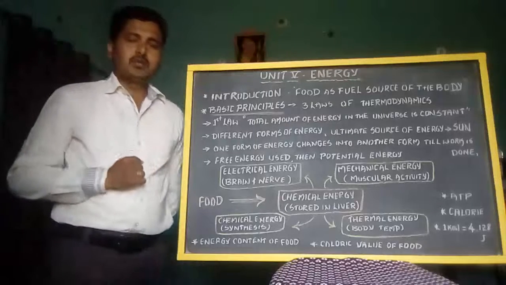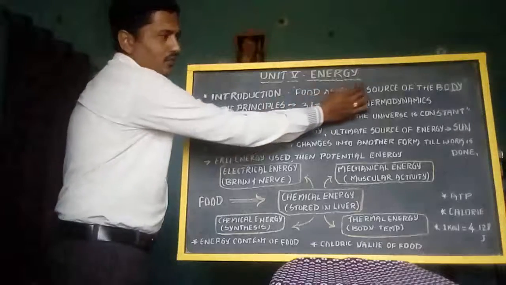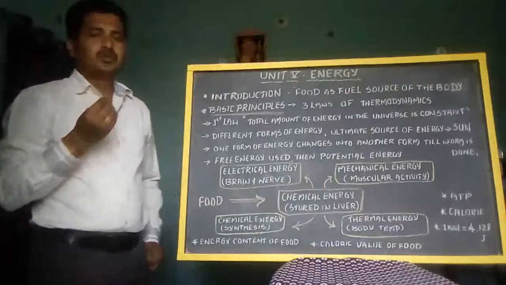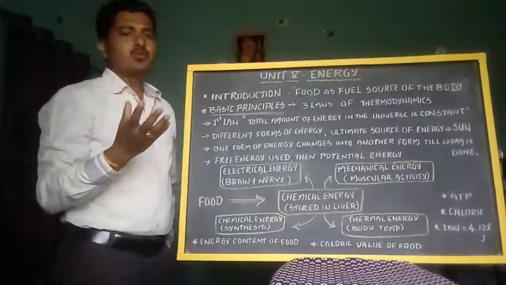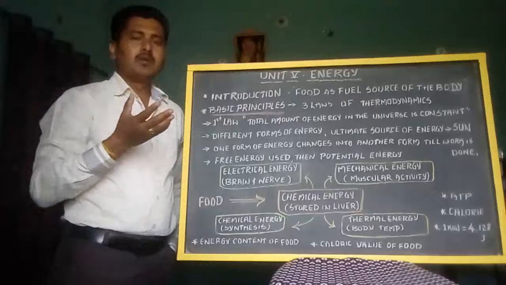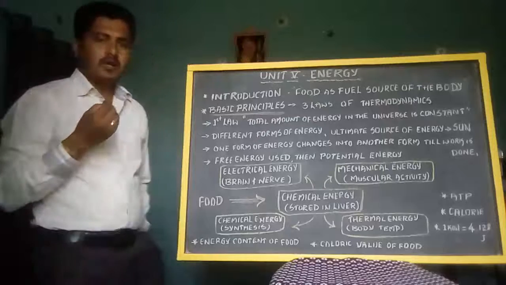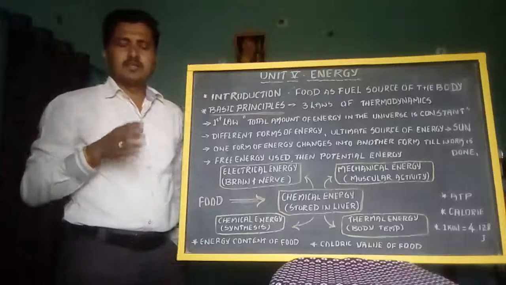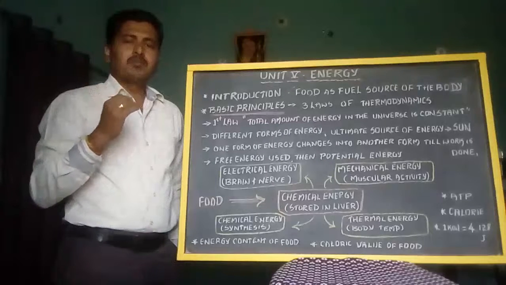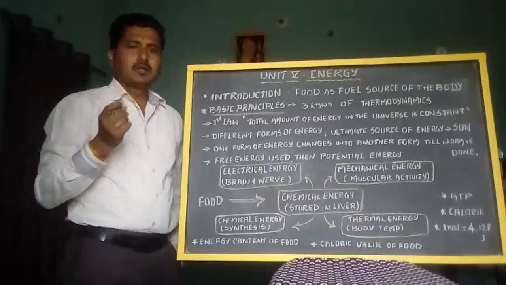We will start with the introduction. If you are taking food as a fuel source of the body, whatever food we consume will act as a fuel source for the body. This food is going to be converted into energy. After the consumption of carbohydrate, protein, and fat, it will be digested, absorbed and metabolized. Finally, after the metabolism, we will get end products of water, energy and carbon dioxide.